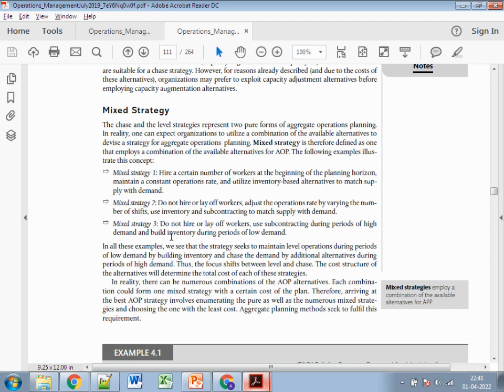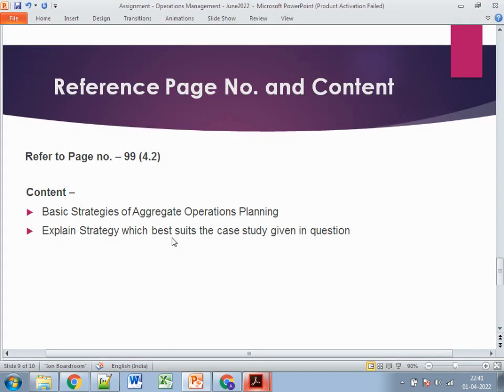But if you talk about the morning or even the afternoon, you will find a couple of people coming for lunch. But in the morning, we find very few people who are coming for breakfast. So we can adopt a mixed strategy to devise how we can manage our AOP plan and how we can run our restaurant in the best possible manner to come out with the maximum benefits. So this is about the third question.